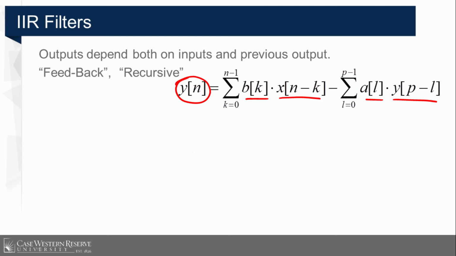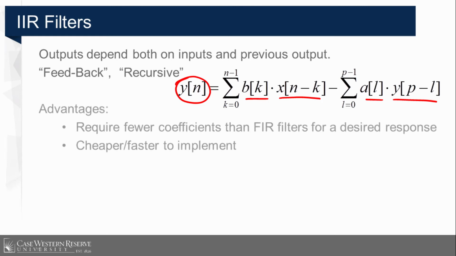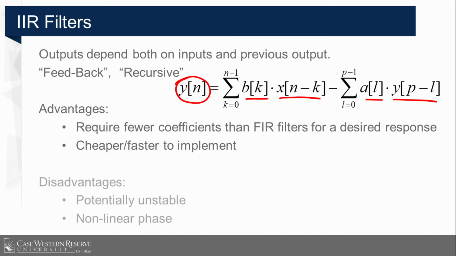So IIR filters do have some advantages when compared to FIR filters. In general, they require fewer coefficients than FIR filters to get a desired response. Where we had a very high order filter for our FIR filters in order to get this very sharp transition band, we may not need such a high order of these IIR filters in order to get the same response. This also means that they can be cheaper or faster to implement because we don't need such a high filter order. However, they do have some potential disadvantages.